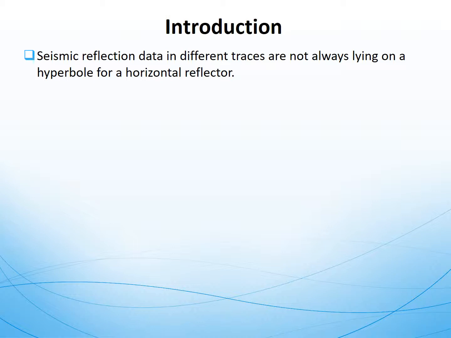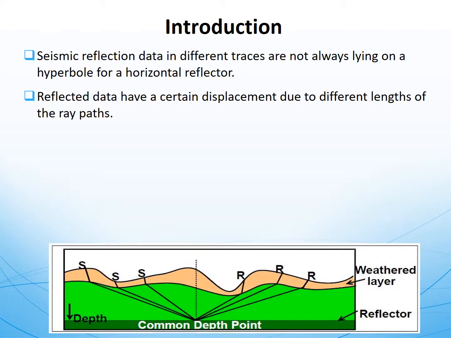So actually the seismic reflection data in different traces are not always lying on the hyperbola or horizontal reflector. As you can see from this image, especially on the land dataset, the source and the receiver are not on the same level. Unlike in marine acquisition, the source and receiver will be within the same layer. In other words, generally they will be 6 meters or 5 meters beneath the water layer.